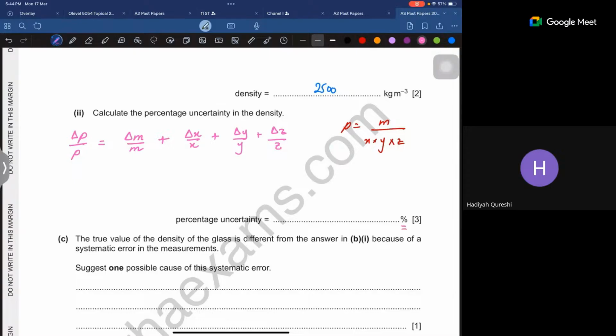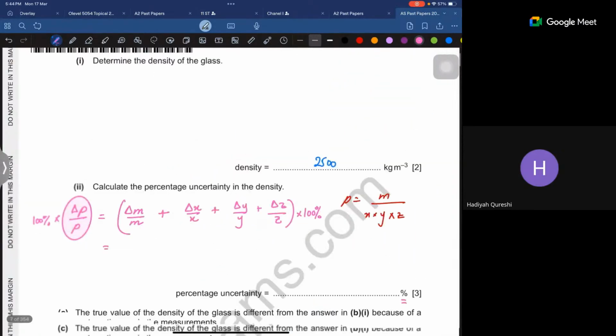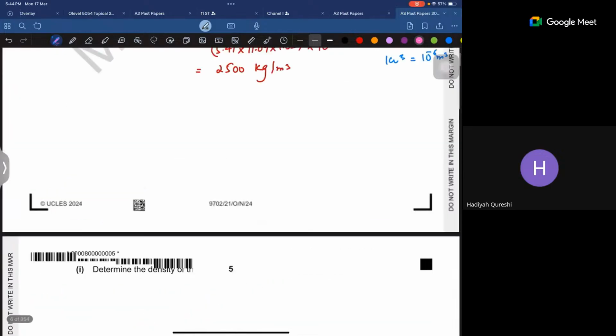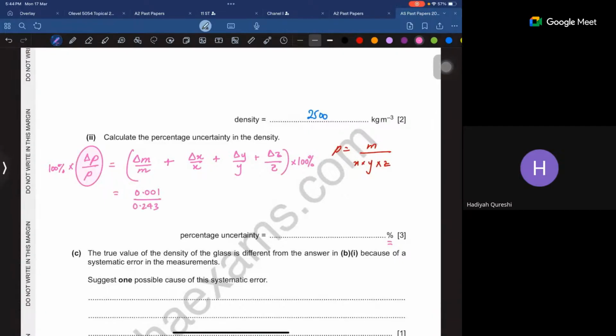And now we just need the percentage, so we're not even going to solve this. For percentage, you're just going to multiply this whole thing by 100%. It will convert it to percentage automatically. So if this is delta m, it's 0.001, and there's no need to change any units, because whatever the units are on the top will be at the bottom, even the 10 raised to power, so it just cancels out.